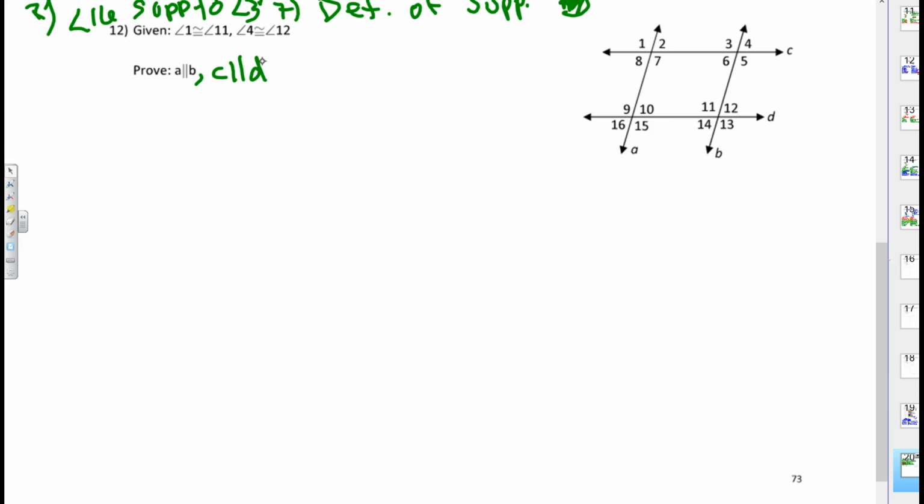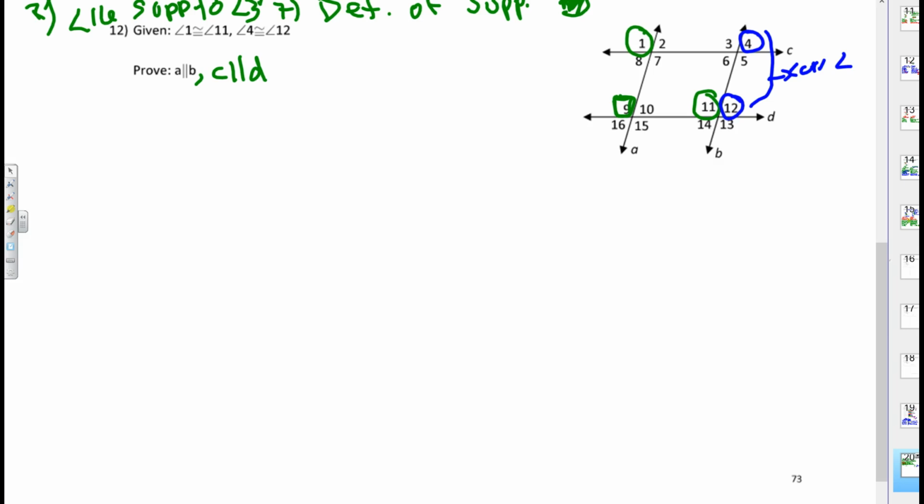So taking a look at this, I've got angle 1 is congruent to angle 11, and I've got that angle 4 is congruent to angle 12. Well, I know that 4 and 12, these guys are corresponding angles. So that will allow me to prove C is parallel to D immediately because I've got some congruent corresponding angles. Now with my other two, I need a helper angle to help us establish how they relate to each other. And my helper angle needs to have a good relationship with both of them. And I'm going to make angle 9 my helper angle in this case because it happens to be a corresponding angle with both angle 1 and angle 11.